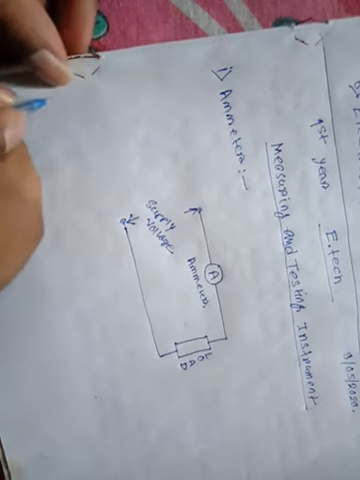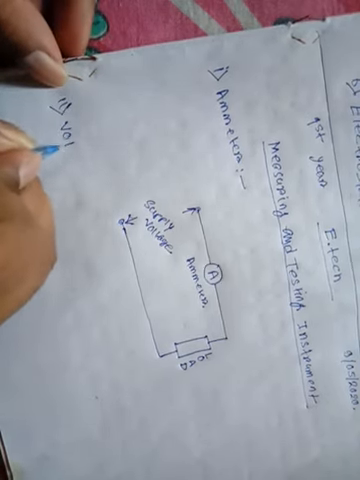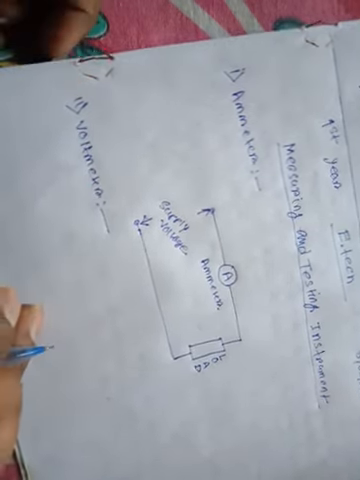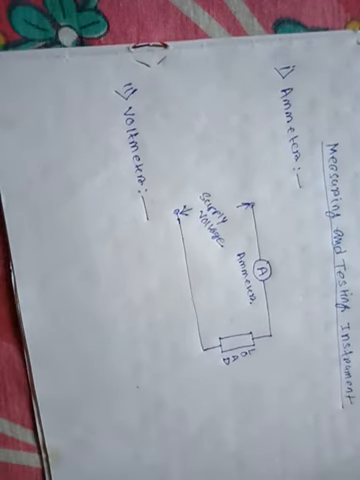Second is the voltmeter. The voltmeter is a high resistance instrument which is connected in parallel with any circuit. The voltmeter is a high resistance instrument which is connected in parallel with the load. Its internal resistance is very high compared to the ammeter. The voltmeter is connected to the load in parallel.